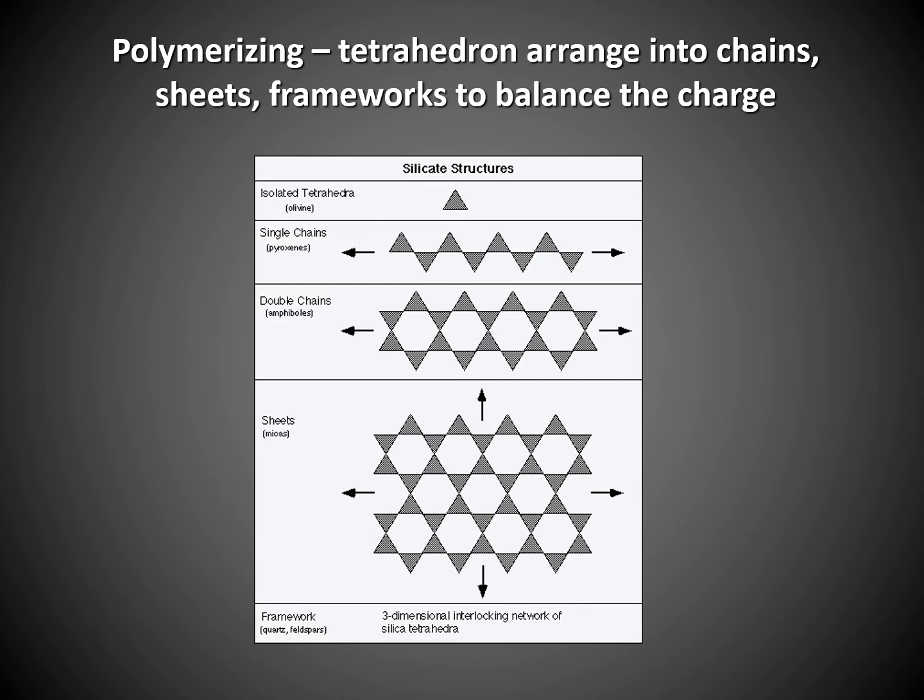Big extensive sheets. How many of you have seen muscovite, biotite? The bonds within the sheets are very strong. The bonds between the sheets, very weak. That's why you get the basal cleavage with sheet silicates. And then finally, I can't draw it very well, as you can see on the board.